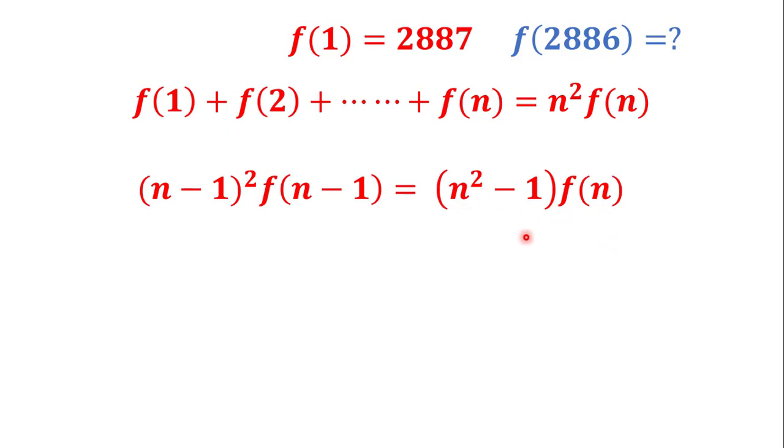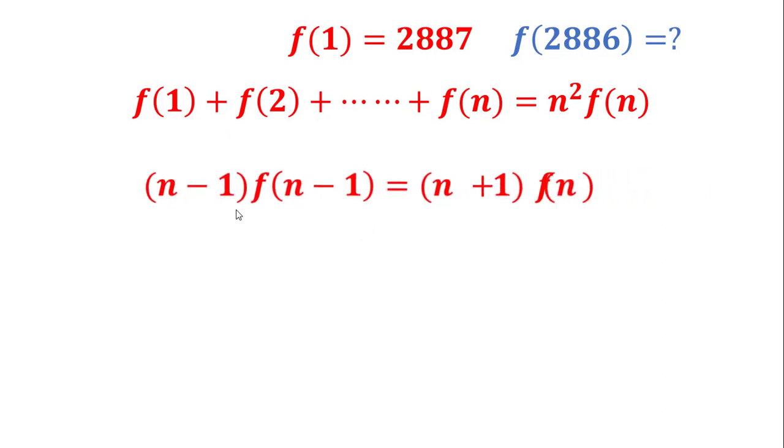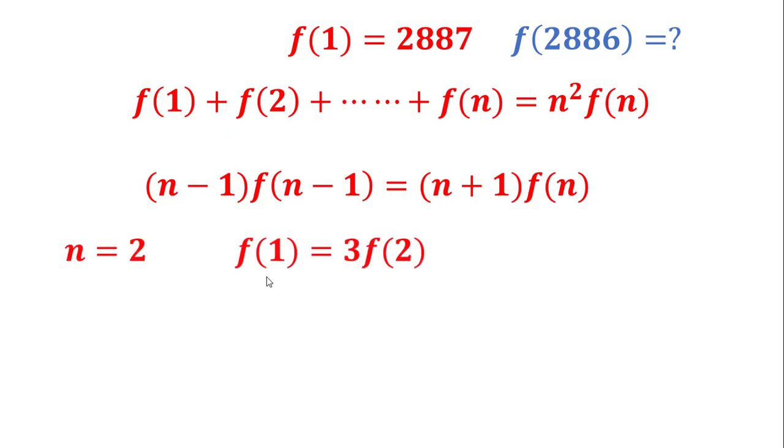n squared minus 1 equals (n-1) times (n+1). We can divide both sides by n minus 1, and we're going to get (n-1) times f(n-1) equals (n+1) times f(1). Now we can put n equals 2, and from this equation we can write f(1) equals 3 times f(2).